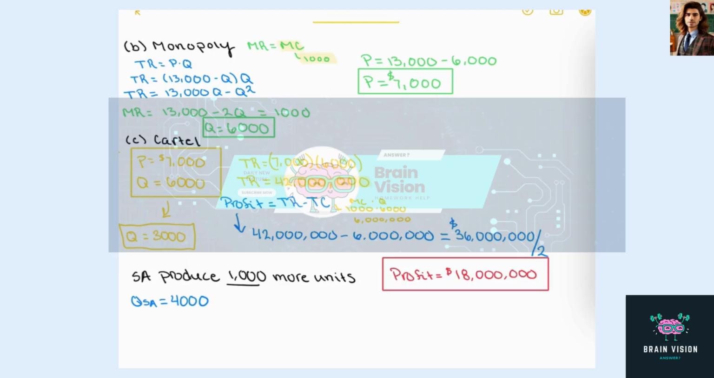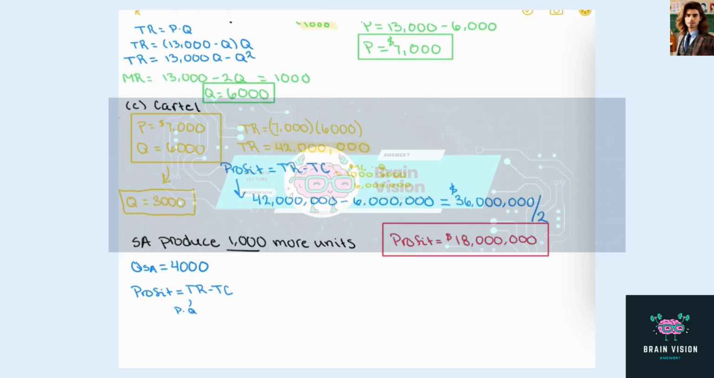Let's calculate it for South Africa to start. What we know is that profits, like we said, are equal to total revenue minus total cost. So let's find total revenue, being price times quantity. And we know that the quantity for South Africa, like we just said, is going to be that 4,000. However, the price we're working with is going to change.